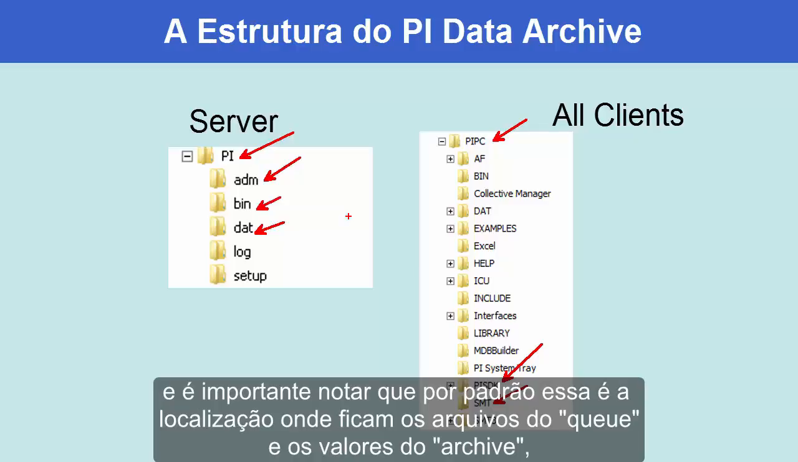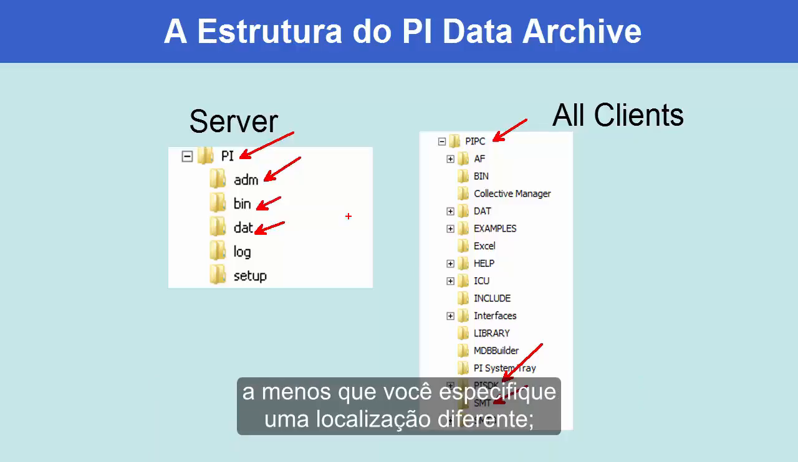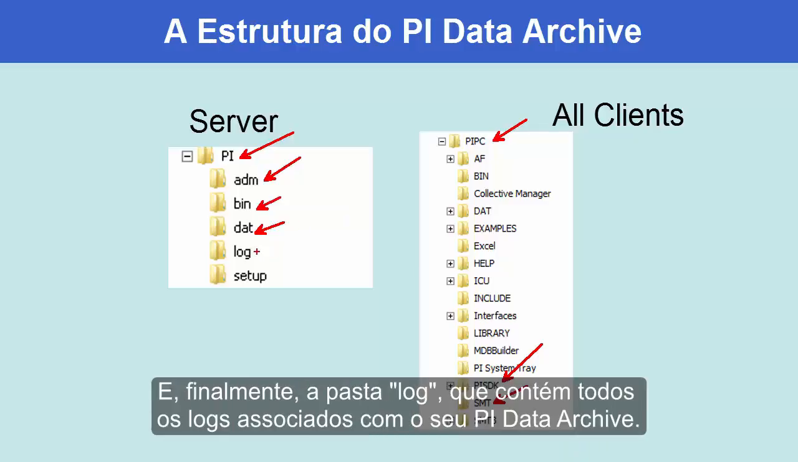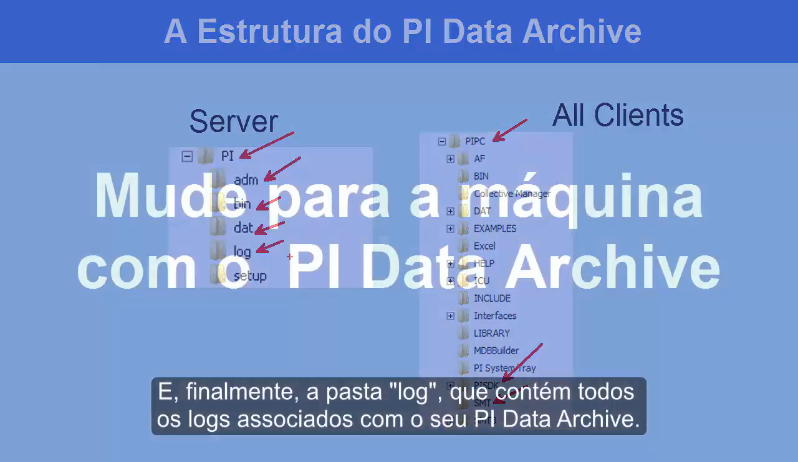It is also worth noting that by default, this acts as a location where the Q files as well as archive files would reside, unless otherwise you explicitly mention a different location. And finally, log folder, which contains all the log files associated with your PyData archive.